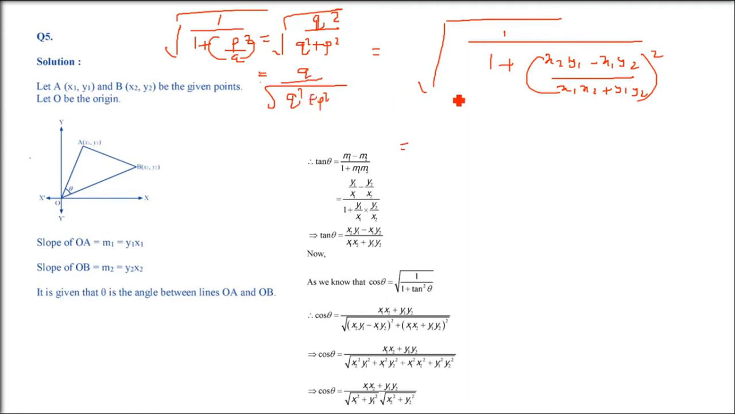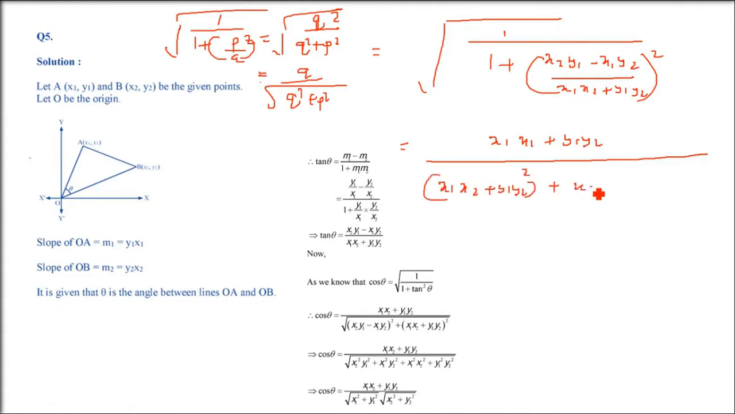So q will go up. This q will be x1 x2 plus y1 y2 divided by, the denominator, what are you going to get? x1 x2 plus y1 y2 whole square, and plus x2 y1 minus x1 y2 whole square. So this is under root. So let us open this.